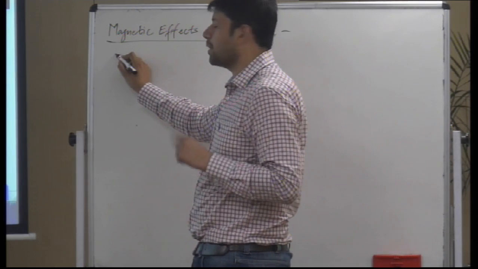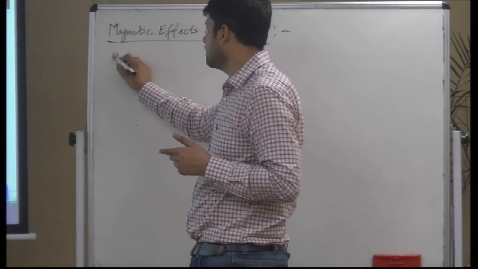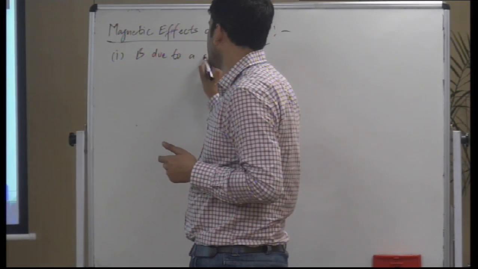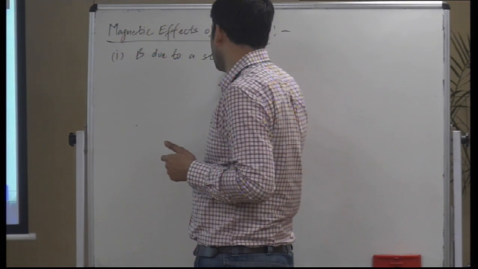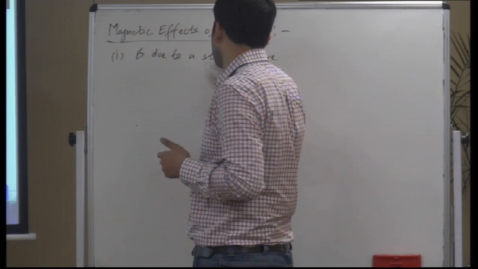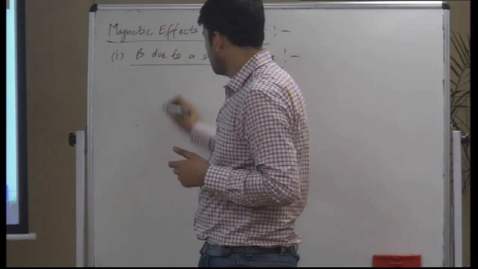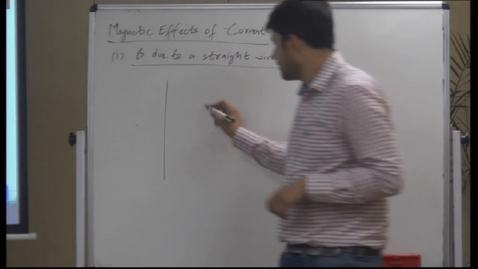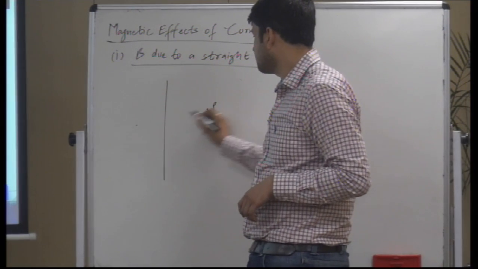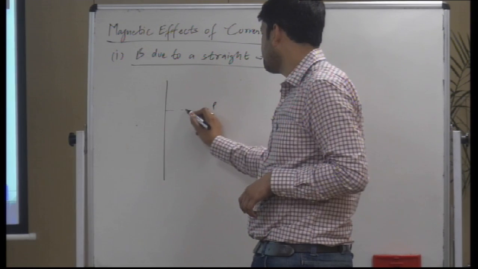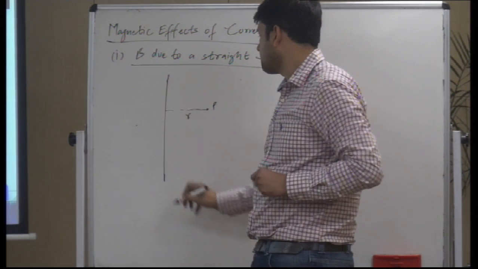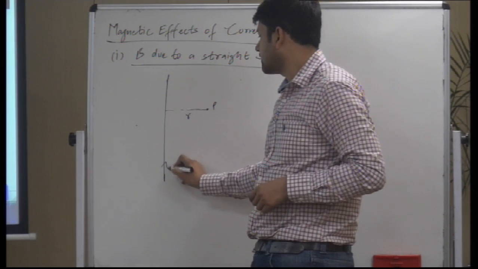Now, first application of Biot-Savart law. First one is B due to a straight wire. I am not saying long here. Long would be a special case of this. This is a wire. Length is limited. You have a point P here. The perpendicular distance is r. Let's say it is carrying current I.